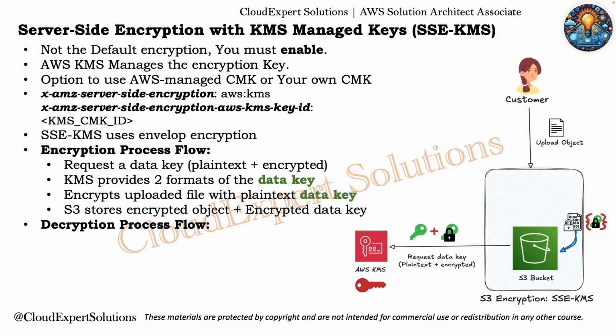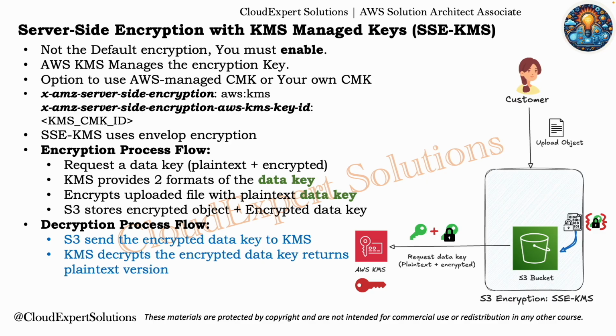Now let's review the decryption process flow as well. That means when you are requesting an encrypted object from Amazon S3, Amazon S3 will send the encrypted data key to AWS KMS in a decrypt request. Then AWS KMS will decrypt the encrypted data key by using the same KMS key it used previously, and return the plain text data key to Amazon S3. Then Amazon S3 will use the plain text data key to decrypt the encrypted file, remove the plain text data key from memory, and after that return the unencrypted object to the user.